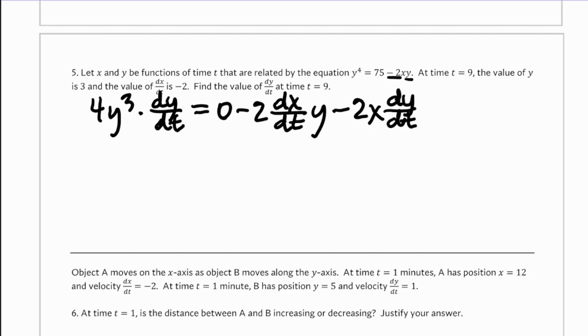Okay, because I just did this problem on the last form, I know that they give you y, but we're going to have to solve for x. So y is 3, 3 to the 4 is 81, equaling 75 minus 2x times 3, so 75 minus 6x. I think that's going to mean x needs to equal negative 1, right? Yeah, 75 plus 6 is 81. Alright, so now I've got everything. Y is 3, so 4 times 27 would be 108.